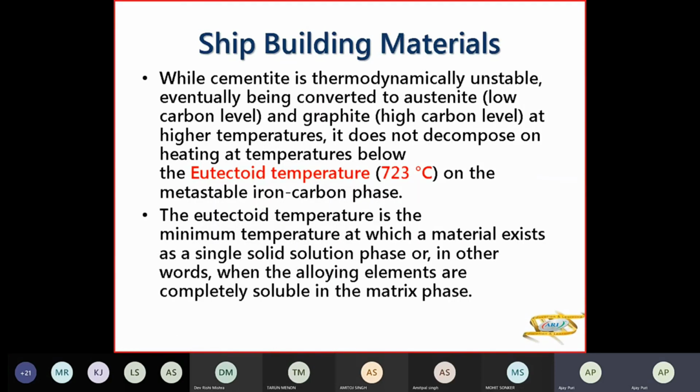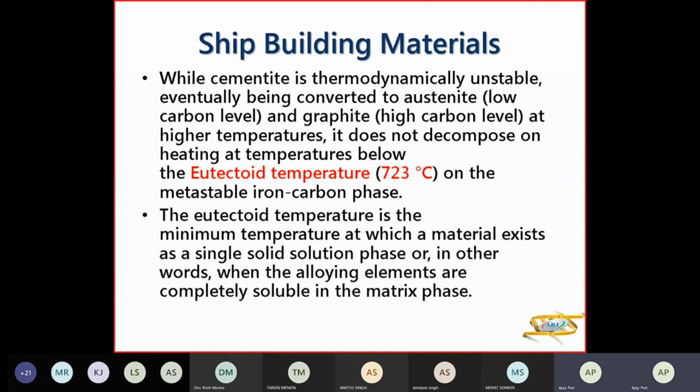Now, cementite is thermodynamically unstable and it can be converted to austenite, which is another form of steel, which has a low carbon level, and graphite, which has a high carbon level, at high temperatures. So that conversion can be done. It does not decompose on heating to a temperature below the eutectoid temperature. The eutectoid temperature is also known as the critical temperature, after which the structure of steel can change. So it does not decompose on heating below the eutectoid temperature on the metastable iron carbon phase.